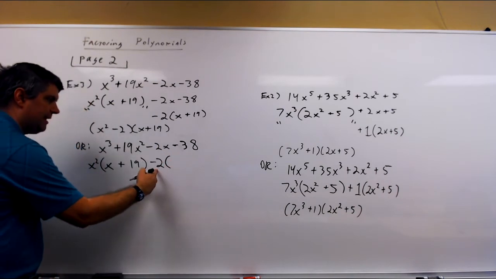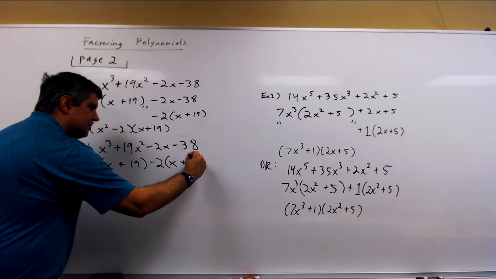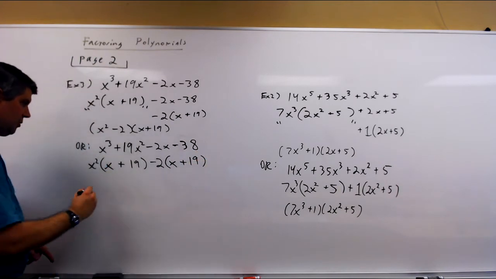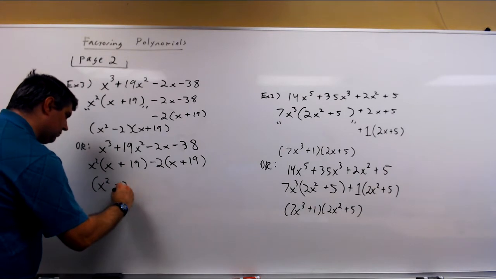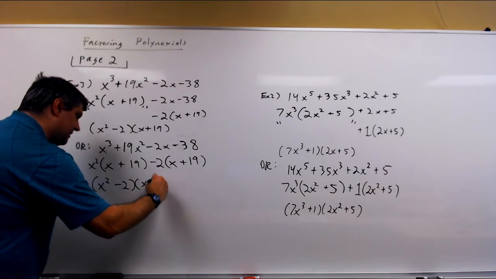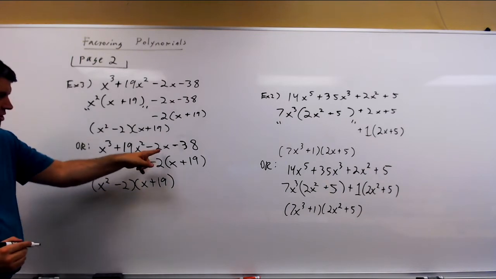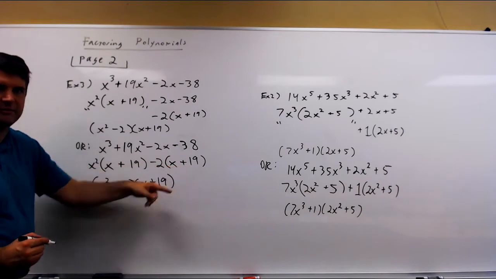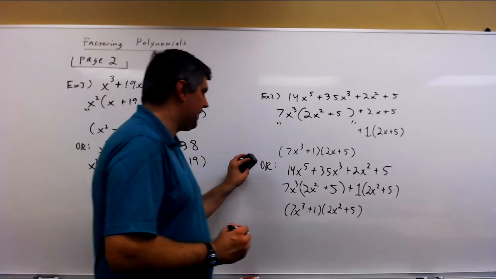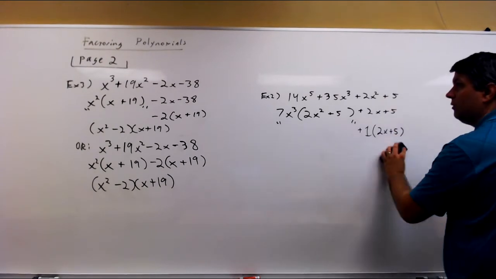Negative 2x divided by negative 2 is x. Negative 38 divided by negative 2 is plus 19. So you end up with x squared minus 2 and x plus 19. Notice that dividing by a negative changes both signs. So this was negative, negative. Now it's positive, positive in parentheses. I'm going to get example 2 off the board and move on to example 4.